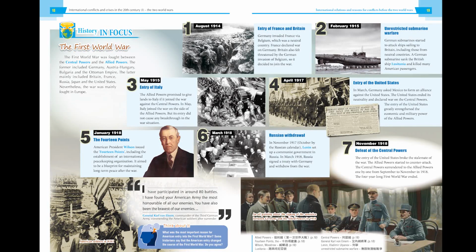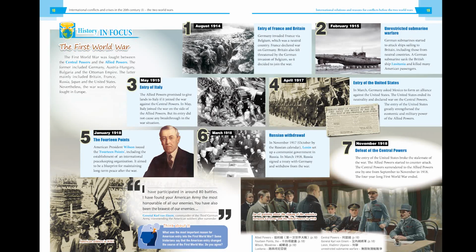6. March 1918. Russian withdrawal. In November 1917, October by the Russian calendar, Lenin set up a communist government in Russia. In March 1918, Russia signed a treaty with Germany and withdrew from the war.